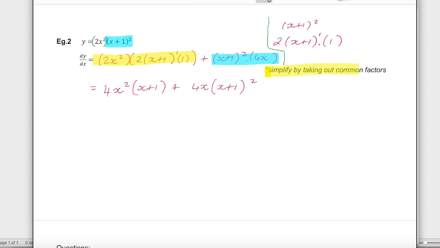Simplifying in this situation would be taking out common factors. So within our two terms that we've got here, we can see some really nice common factors. We could take a common factor out of 4 and an x. So I'm going to pop that out the front. And we can also take a common factor out of an x plus 1.